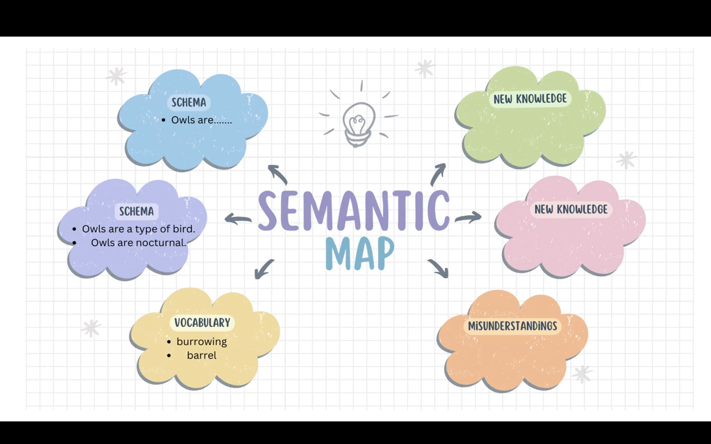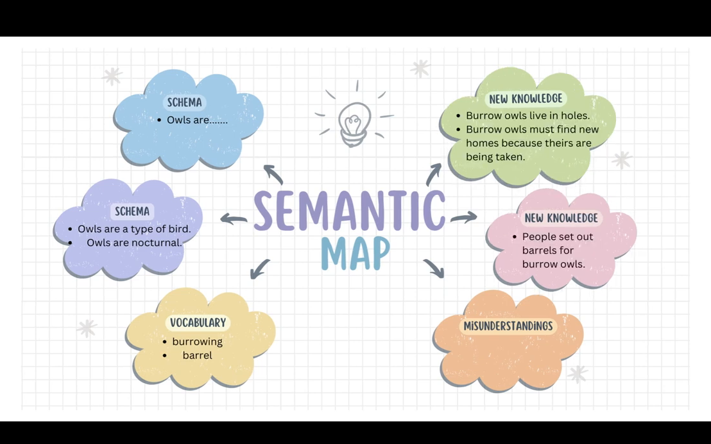Vocabulary previously discussed by the teacher can then be added to the semantic map through Canva. There are several ways to continue the semantic map to help build background knowledge for students, and it's really teacher preference. For engagement purposes, though, it is suggested to add some new or interesting knowledge as the text is read aloud to students. This helps keep the students interacting with the text and creating the new schema, such as burrow owls live in holes, and burrow owls must find new homes because theirs are being taken.